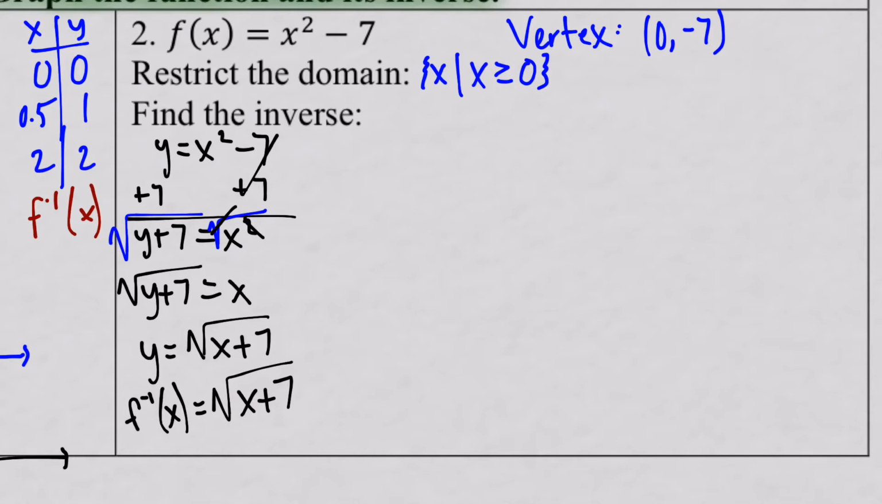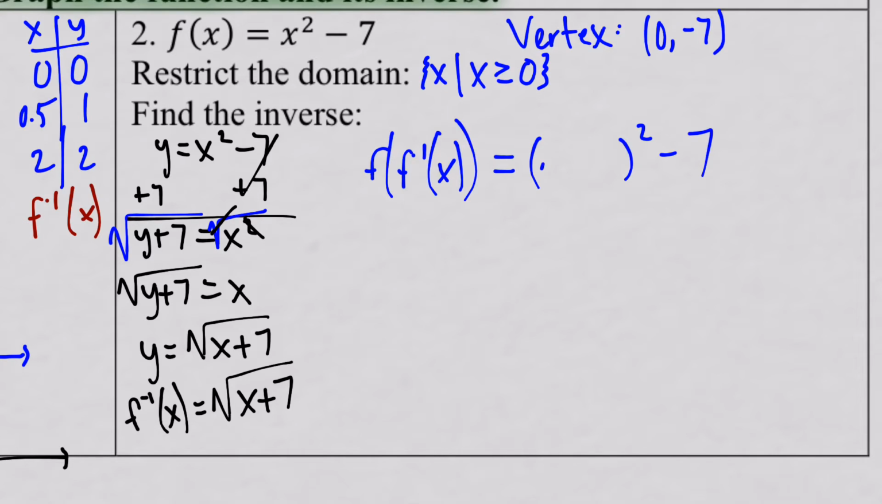So here we go. We're going to start with the original. So f of f inverse. This is a composition. Remember what this means? It means I'm plugging in f inverse into f, right? We went over that a bunch of times. You're plugging in f inverse into f. So f of f inverse is x squared minus 7. Instead of x, I'm going to plug in radical x plus 7. And what's going to happen is that the radical and the square here are going to cancel each other out, right? They're inverses of each other. They're inverse operations. Leaving me with just x plus 7 minus 7.